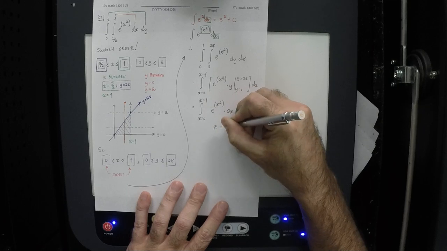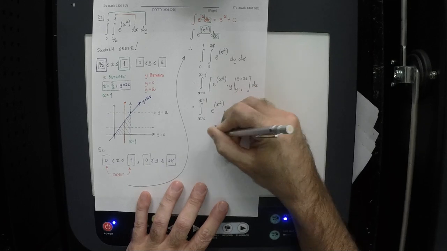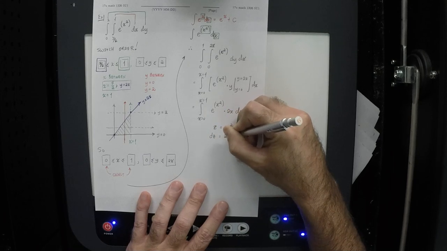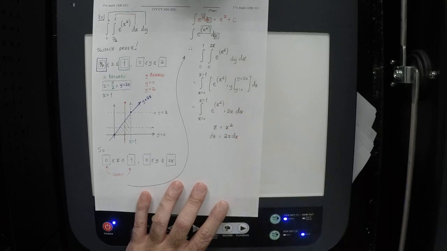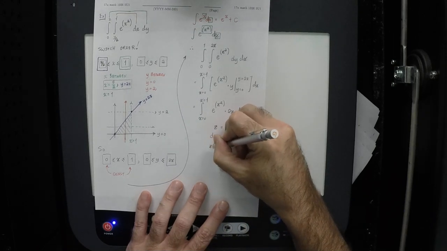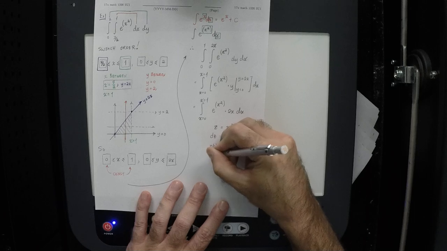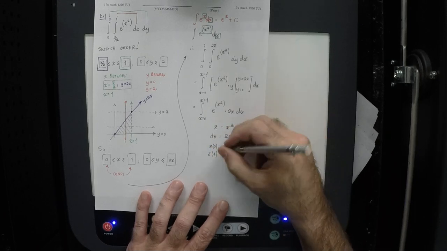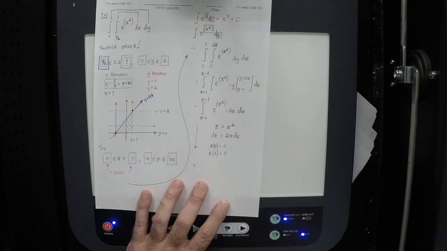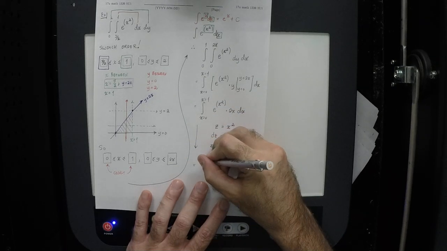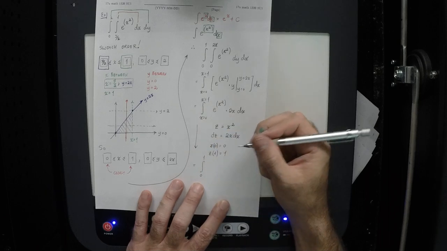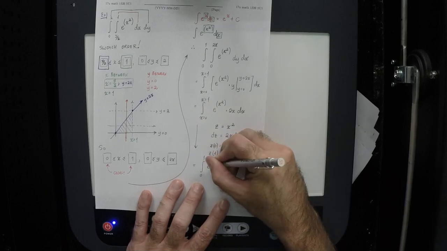So z is x squared, so that dz is 2x dx. Z evaluated at 0 is 0, and z evaluated at 1 is 1. So that it becomes the integral from 0 to 1 of exponential of z dz.